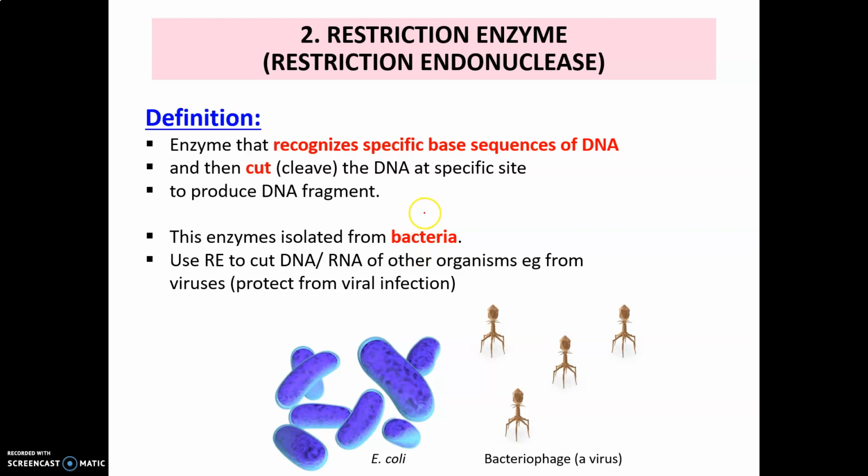Okay. The second one, itulah dipanggil, nanti saya akan explain. Cuma in order untuk cut the gene, kita memerlukan restriction enzyme, ataupun dipanggil restriction endonuclease, iaitu enzyme that recognizes specific base sequence of DNA, and then dia akan cleave the DNA at a specific site in order to produce the DNA fragment. So the one yang akan cut itu adalah dipanggil restriction endonucleases.